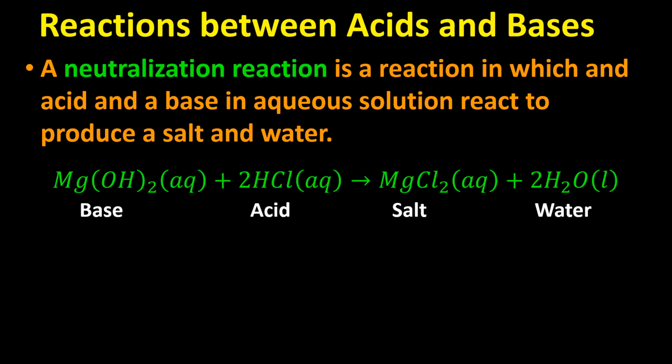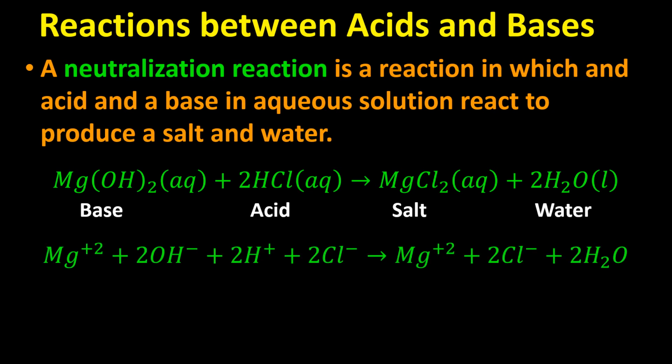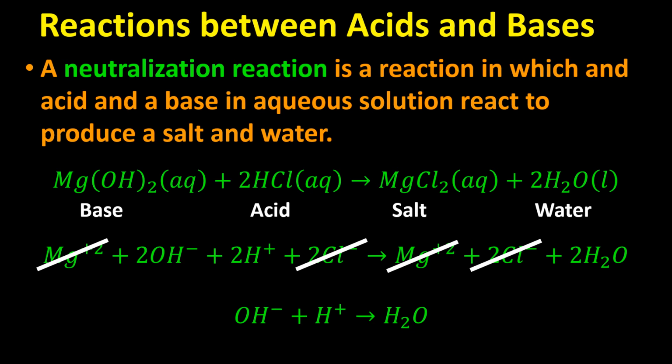So if we were to write out the ions for this equation, it would look like this. But certain ions appear on both sides, so they're called spectator ions. So what we can do is cancel those out. We've canceled out the magnesium on both sides and the chlorides on both sides. And what we're left with is basically hydroxide reacting with the hydrogen ion to produce water.